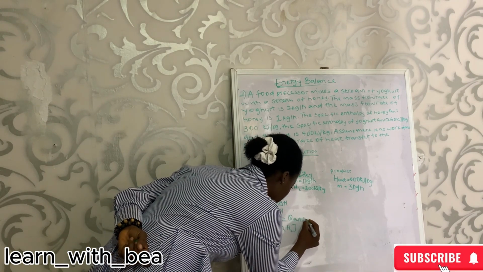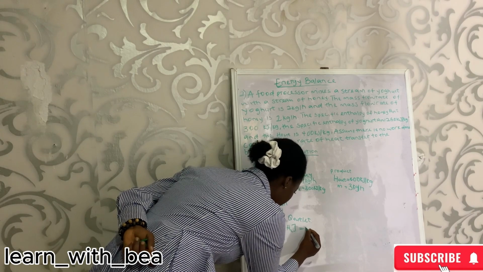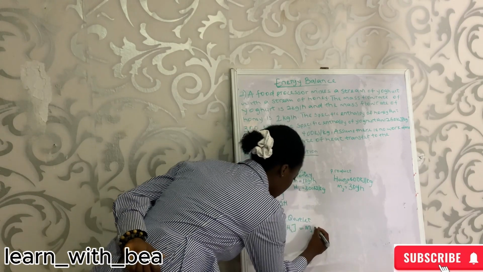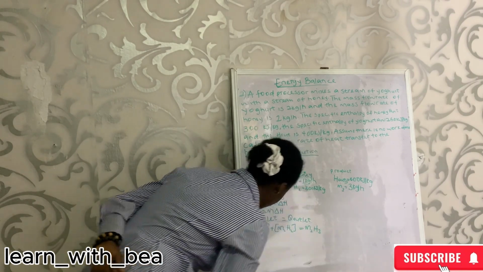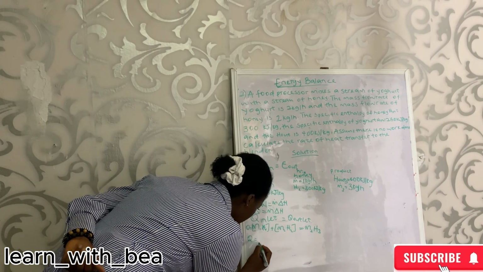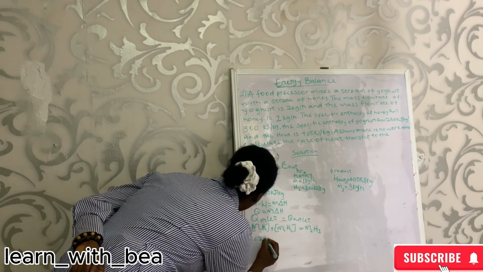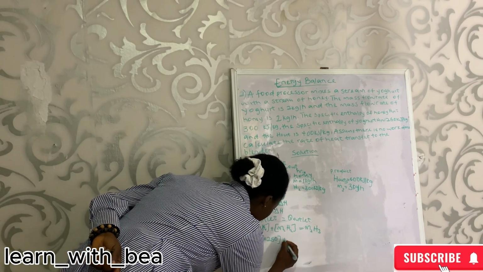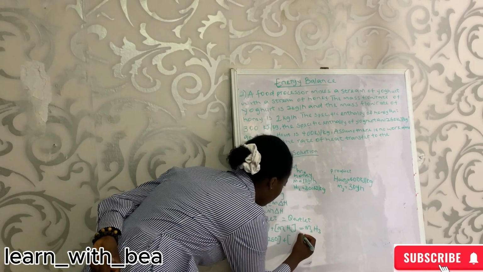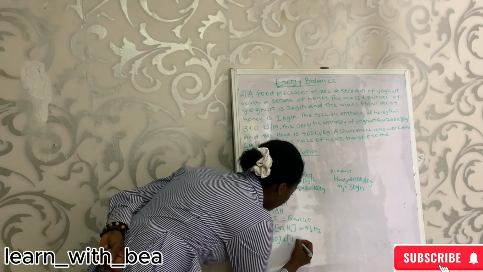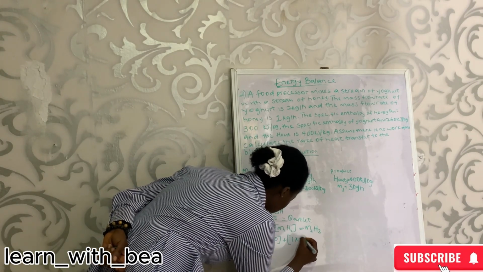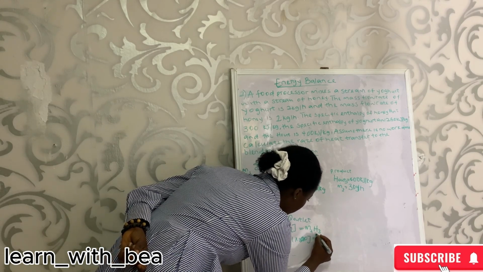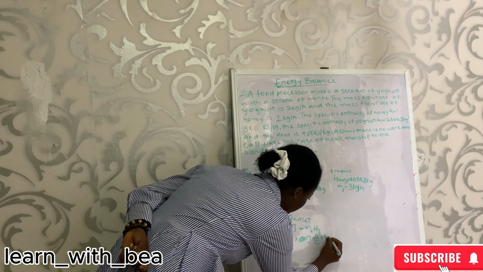But since Q is common between them, that must be equal to M3 H3. Let's call this one 3. So we have Q equals, what's our M1? 1. What's our H1? 250. What's our M2? 1. What's our H2? 300. What's our M3? 3. What's our H3? 400.